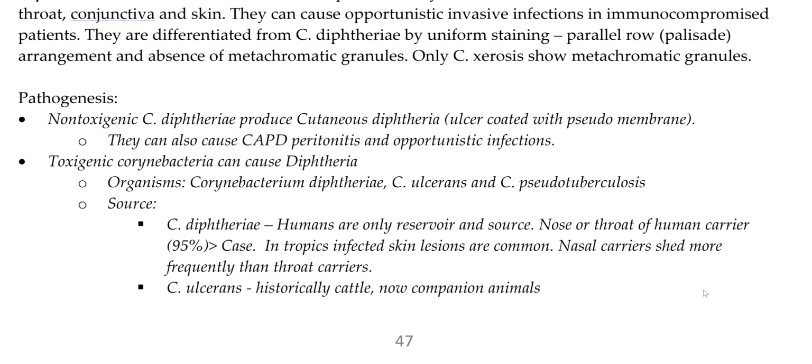And in tropics, skin lesions are also common. And nasal carriers shed more frequently than throat carriers. So that's why they are more dangerous compared to the throat carriers. If we talk about Corynebacterium ulcerans, this is very important because this is basically a zoonotic infection. It usually causes infection in animals. So you can acquire this infection from contact with animals.